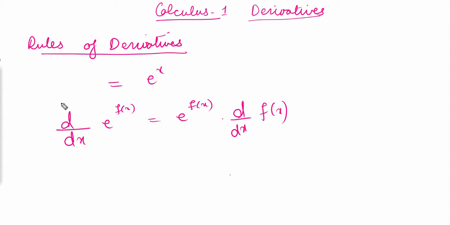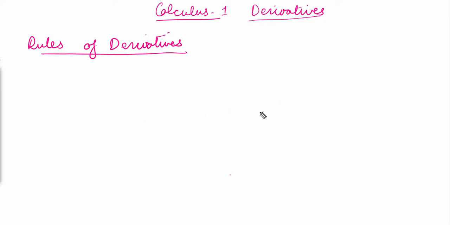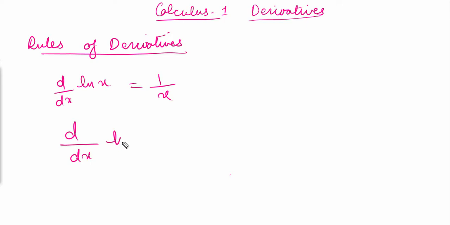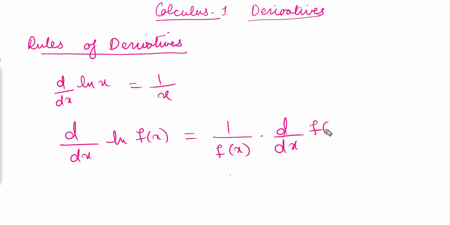Now the next one is the logarithmic function. If you have to find the derivative of the logarithmic function, let's suppose it's ln x, the d by dx of ln x will be equal to 1 over x, or if you write d by dx of ln f of x, it will become 1 over f of x times d by dx of f of x. So this is how we can write different rules of derivatives.